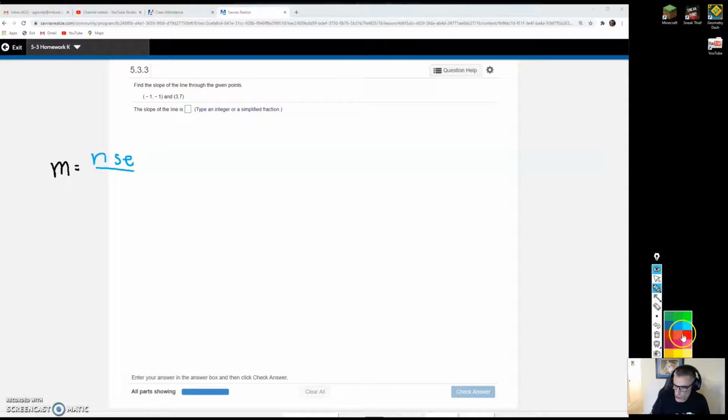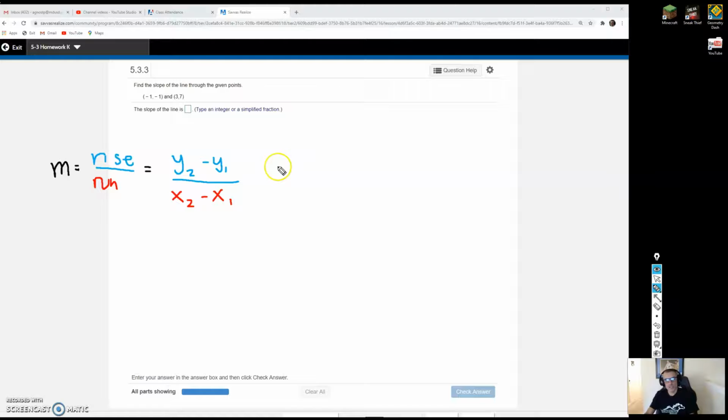except this time we don't have a graph, right? I can't just count boxes to figure out what these are. So I need to do the math. And the math in this situation is y sub 2 minus y sub 1 divided by x sub 2 minus x sub 1. So let's look at our coordinates, plug them in, and figure out the slope of the line that would go through these points if we had the graph in front of us.